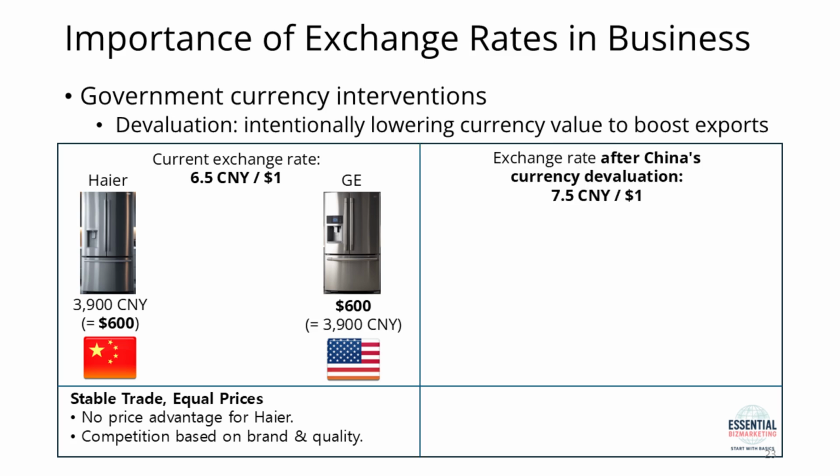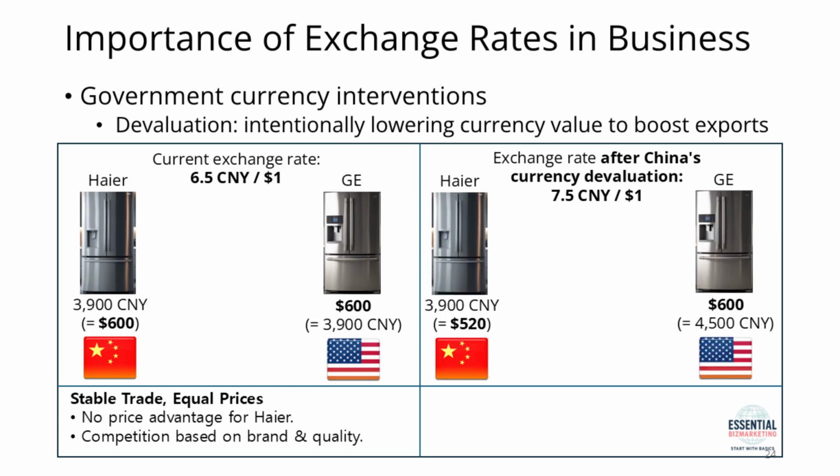Now the exchange rate changes. China devalues the yuan from 6.5 to 7.5 per US dollar. Let's compare prices after the yuan's devaluation.